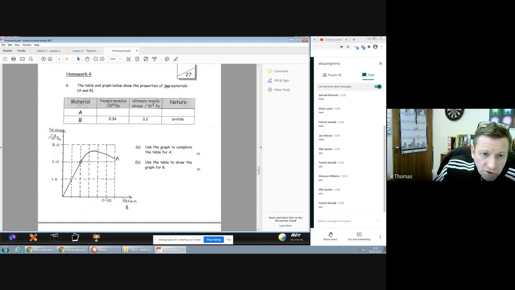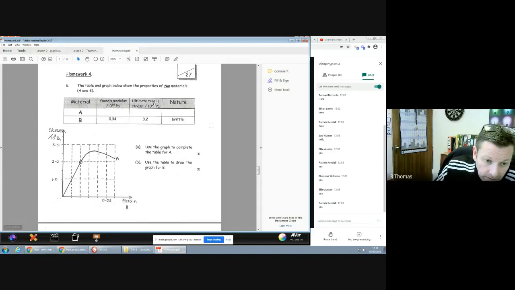On to homework number 4, question number 6. Two materials, A and B, right? So material A looks like a crystalline solid. It obeys Hooke's law, yields a bit, and breaks there. Oh, I just gave you the answer there, right? But it's ductile.